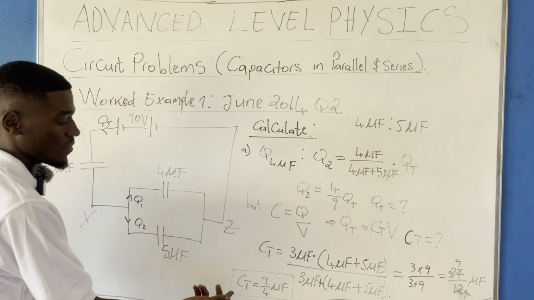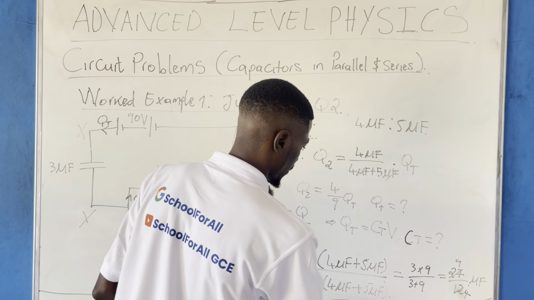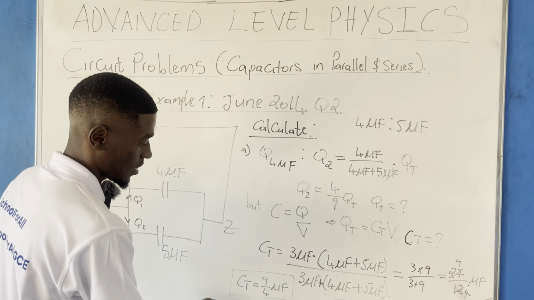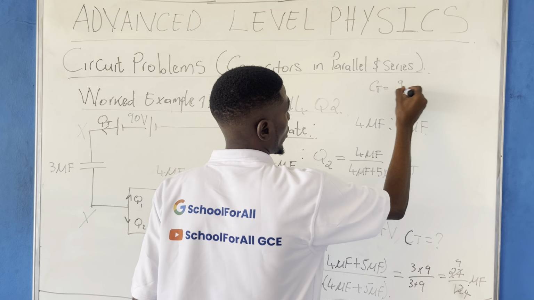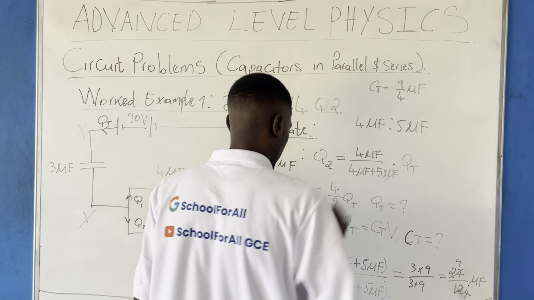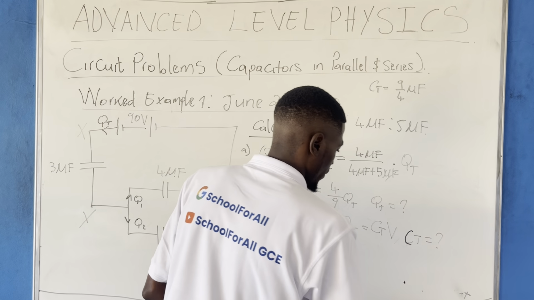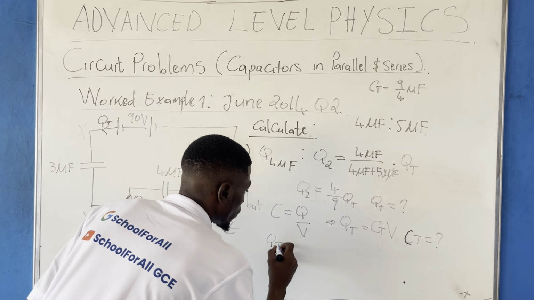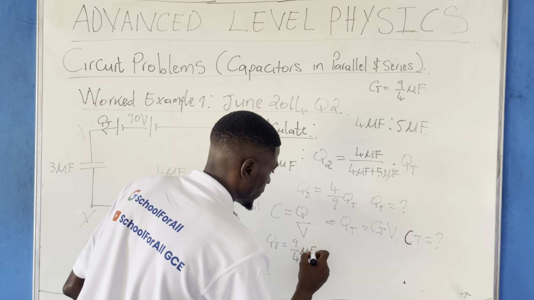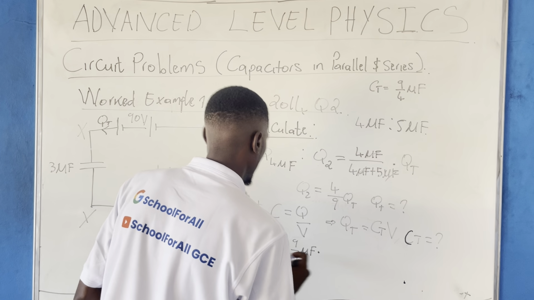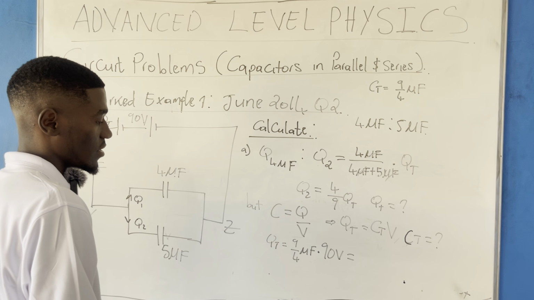With my value of C total, I will now replace C total here to find Q total. So let us remember C total, let us put here, C total is 9 all over 4 microfarads. So it means our Q total is simply equal to 9 over 4 microfarad times V, which is how many? 90 volts. Okay, V, which is 90 volts.